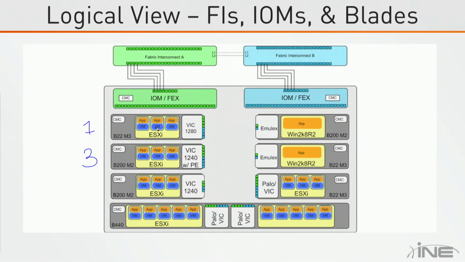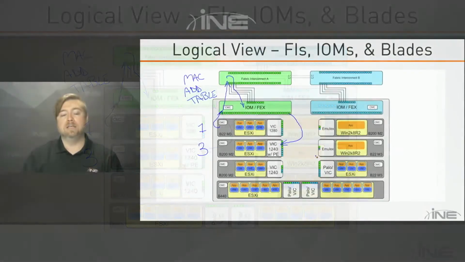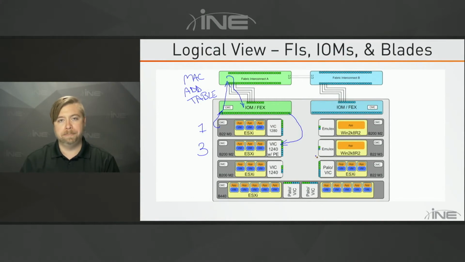It means that the traffic has to be pinned from the blade up to the I/O module. The I/O module is then pinned to the fabric interconnect. The fabric interconnect is then going to look at the MAC address table, or essentially the CAM table, same as we would have on a regular layer 2 switch, and makes the decision. The traffic is then switched back down to the I/O module. The I/O module then pins it to the destination blade, and then we have the traffic flowing between the two of them.